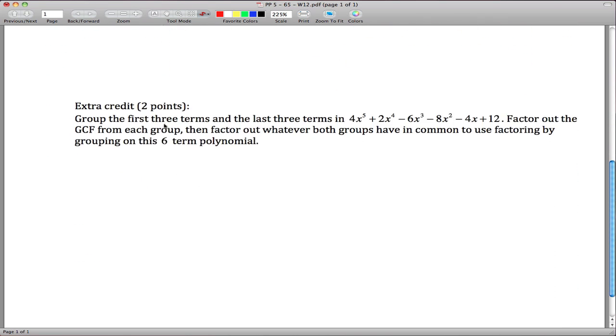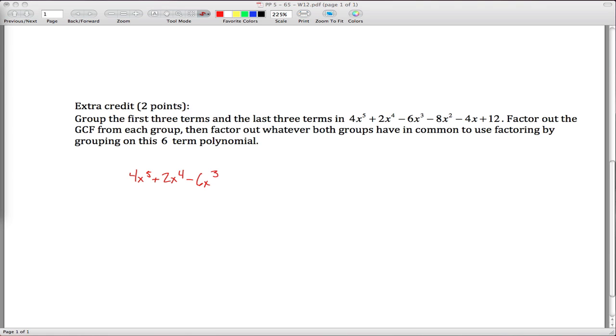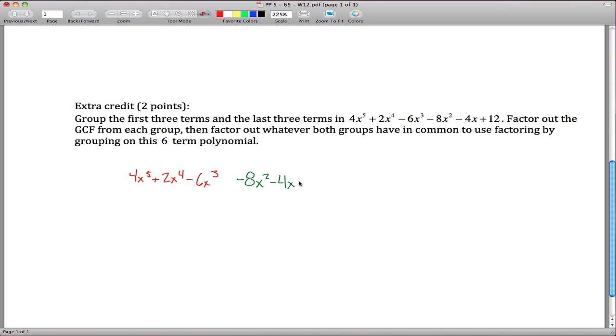Part 2 here was an extra credit one. I thought it was pretty hard. We're given 6 terms in our polynomial, and we want to factor by grouping, but think about it as, well, maybe I'll write it down here: 4x to the 5th plus 2x to the 4th minus 6x cubed is one of the groups, and the other group is negative 8x squared minus 4x plus 12.